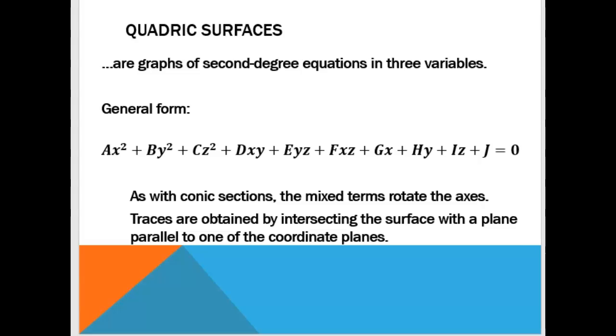Not all of these terms are present in every equation. Our goal is going to be to recognize these quadric surfaces from their equations, just like you recognize y equals x squared as a parabola in 2 dimensions. We're going to look at them by looking at cross sections or traces parallel to each of the 3 coordinate planes. These cross mixed terms rotate the axes, same as they do in 2 dimensions. We're not so much concerned with those, but just so you're aware, that's what those do.